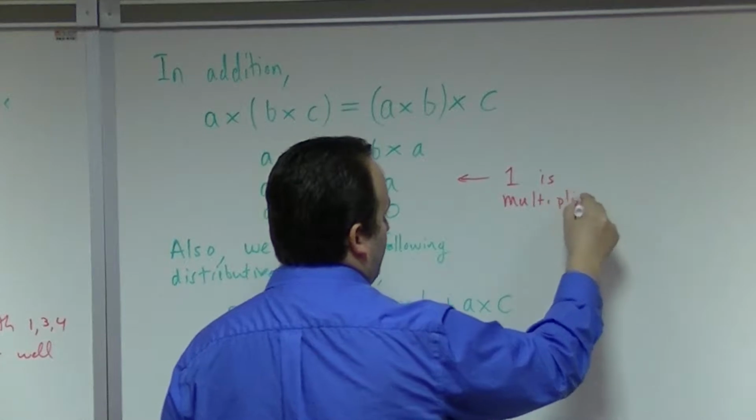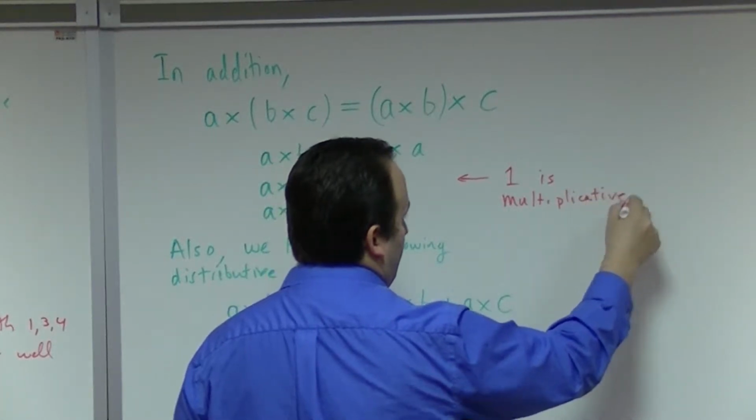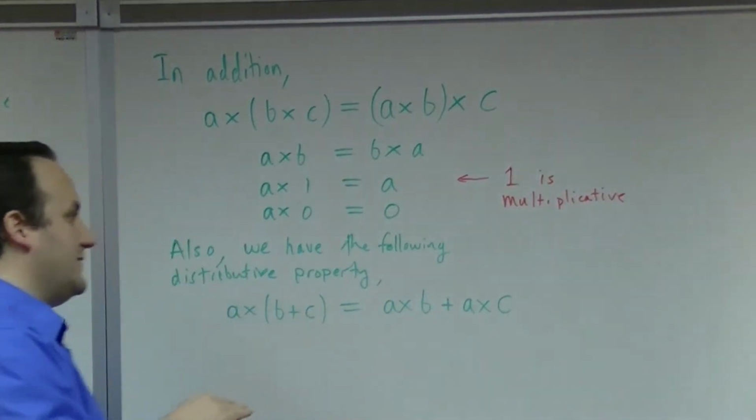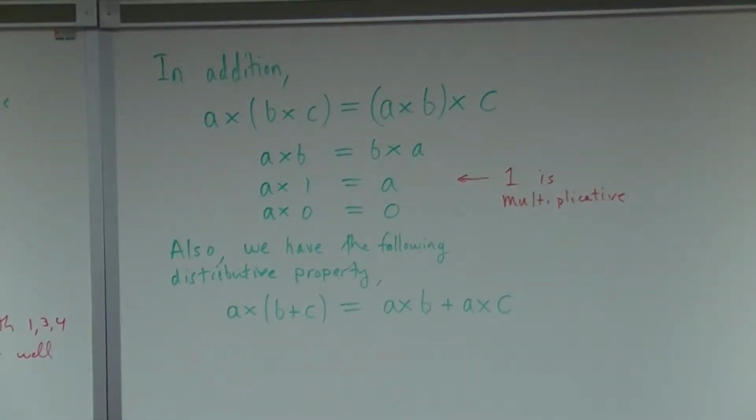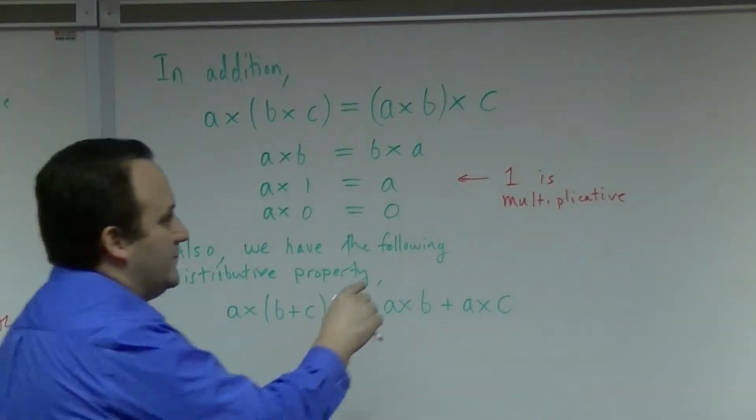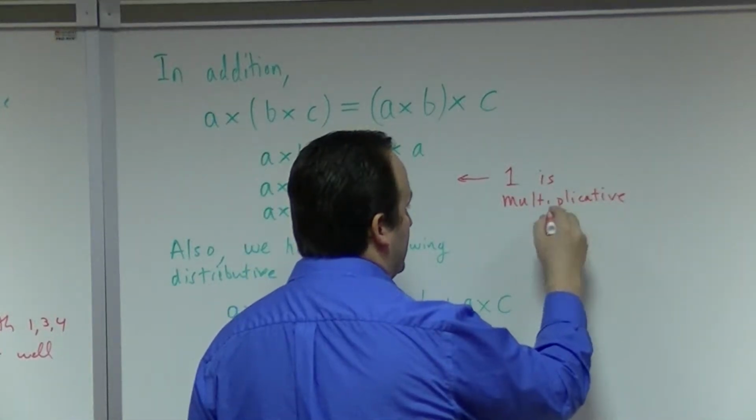And even for you guys who are going to be teachers, it's important to know this language, right? We need to know the difference between a multiplicative identity and an additive identity. It's one of the fundamental confusions of students when they're younger, confusing these two concepts in places. Anyway, so 1 is a multiplicative identity.